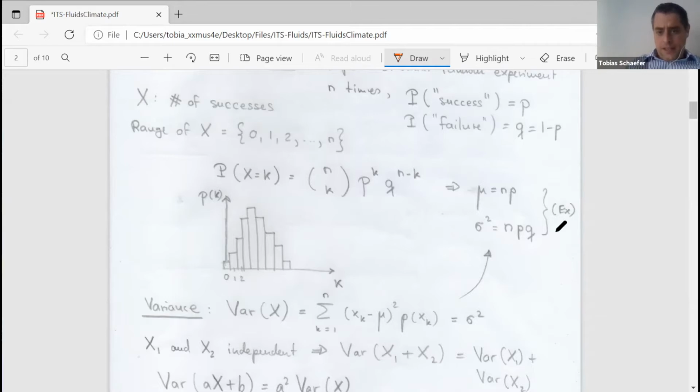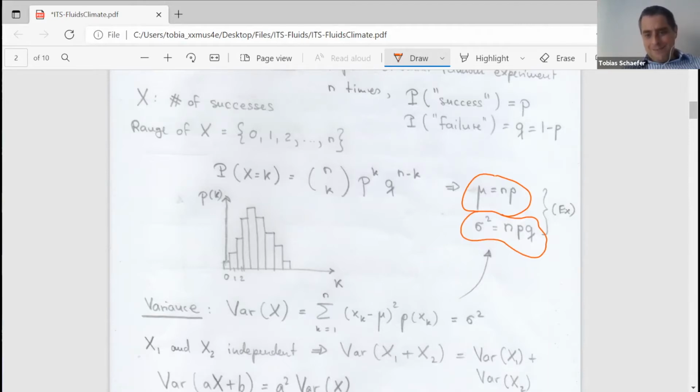One of the things that is important is, if you are in this situation, the mean is simply given by n times p, and the variance is given by npq. And there are different ways of doing this. By the way, again, especially at the beginning, you might have seen this many times.